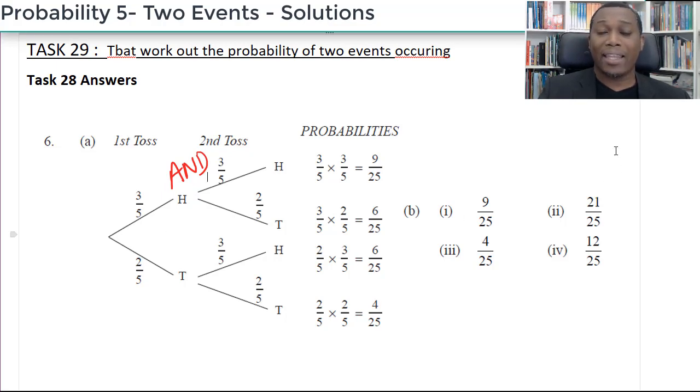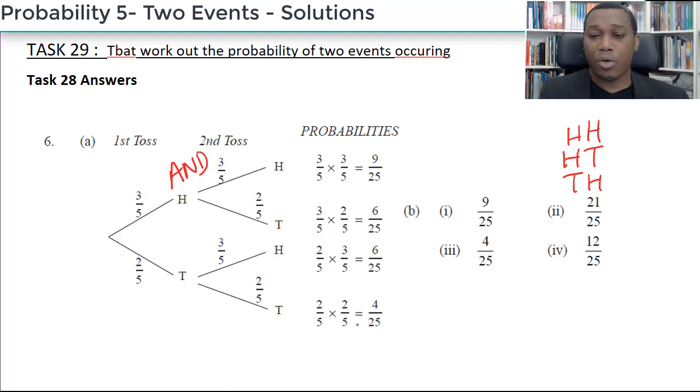At least one head. That was for part 2. So that was head tail, or tail head, or head head. Those 3 options are the ones that you were considering, which gives you 21 on 25. The other way of looking at that for number 6 was to think of all but tail. So all the probabilities except tail. So you could actually just take away 4/25 from 1 to get to 21 on 25. So that's another way of looking at that one there.